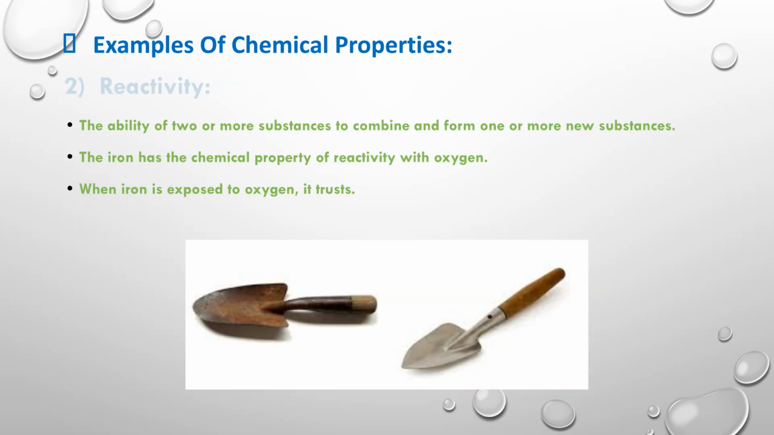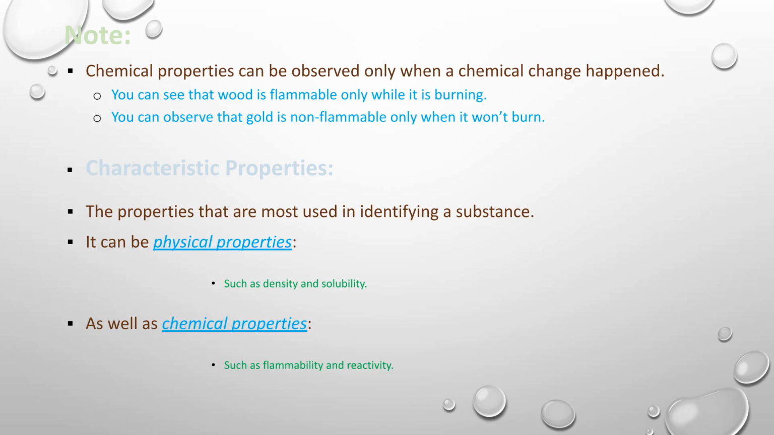Another example of a chemical property is reactivity, which is the ability of 2 or more substances to combine and form new substances. Iron, for instance, reacts with oxygen to form rust. Chemical properties are observed only during a chemical change. Characteristic properties, which can be physical like density or chemical like flammability, are essential for identifying substances.